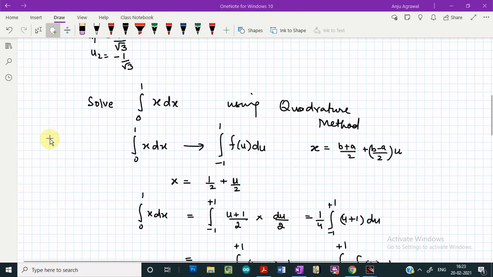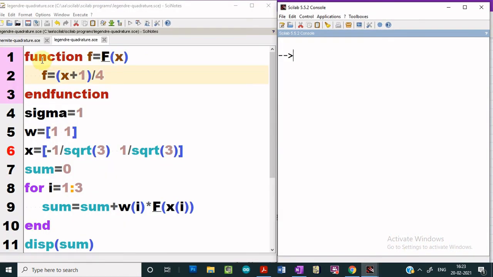Now let us see how we can use Scilab to solve a problem using the Gauss-Legendre quadrature method. This is the Scilab program. Here we have defined the function, and this function is equal to (x plus 1) by 4, because the problem which we were solving was x dx, and for that, by using the transformation, we got the function as (u plus 1) by 4. In place of the variable u, we are using the variable x. That is the only change here.